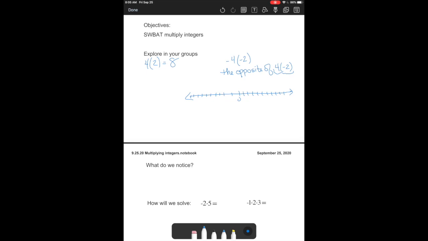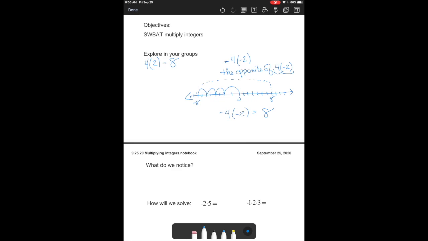I would first do 4 times negative 2, which means 4 groups of negative 2. So there's negative 2, negative 2, negative 2, and negative 2, which is negative 8, right? But because this negative is hanging out in the front, it's the opposite of 4 times negative 2. So the opposite would be on the opposite side of the number line, which would be 8. So negative 4 times negative 2 is positive 8 because it's the opposite of 4 times negative 2.